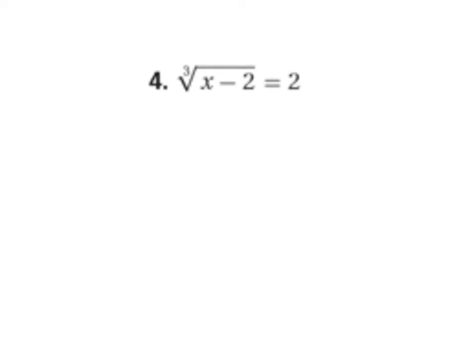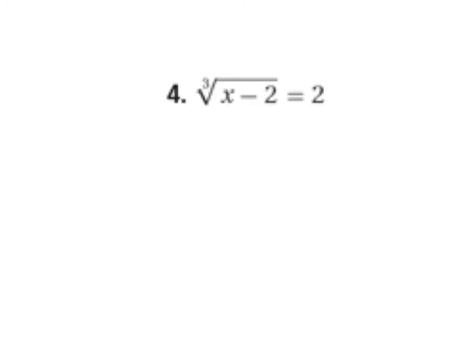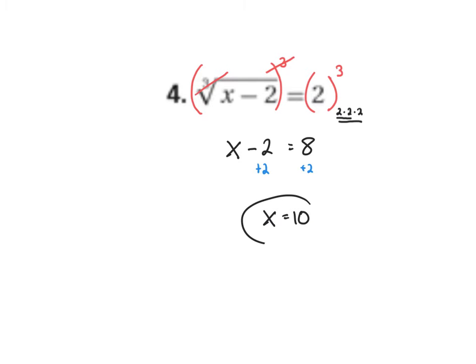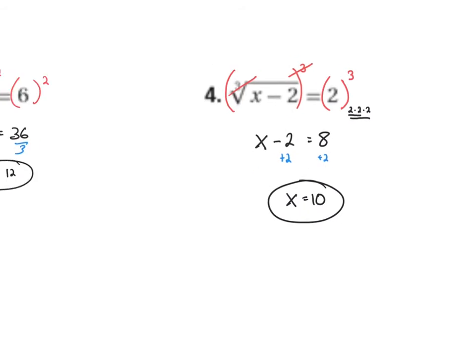Okay, moving on to the next one. Ooh, it's the cube root of x minus 2 equals 2. How do you believe that you undo a cube root? That's right. You cube it. Cube root and cubing it will get rid of that. But then you got to cube the other side. So now here we go. We're going to have x minus 2 equals 2 cubed. That's 2 times 2 times 2. 2 times 2 is 4. 4 times 2 is 8. 8. Got to undo. So x equals 10. There you go. There you have it.